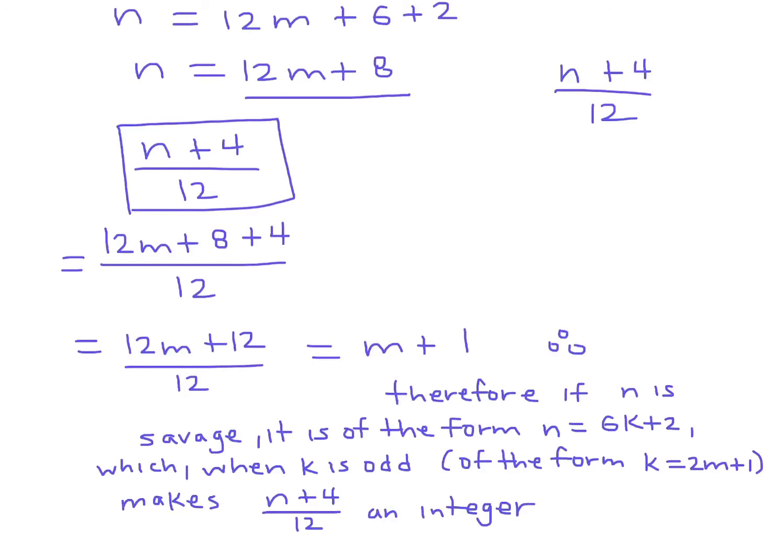Therefore, if n is savage, it is of the form n equals 6k plus 2, which, when k is odd, of the form k equals 2m plus 1, makes n plus 4 divided by 12 an integer of the form m plus 1. So there you have the proof.